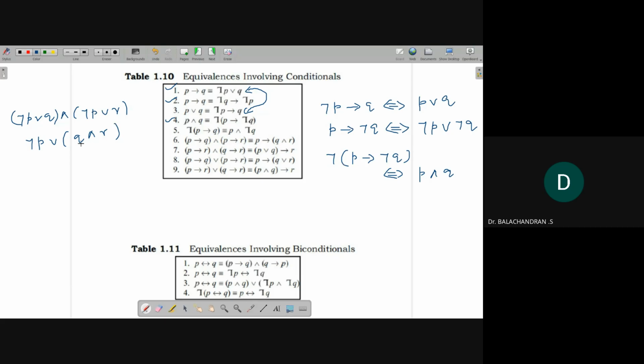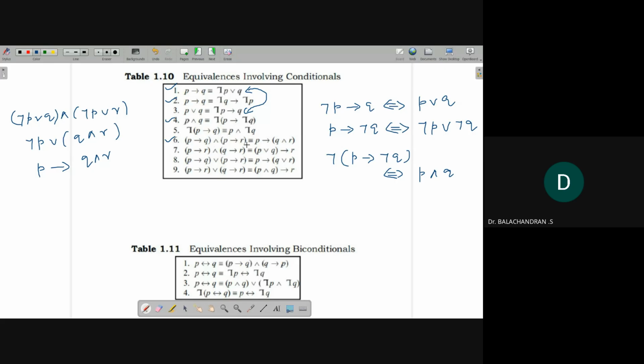So now P implies Q is the same as negation P or Q. So negation P or Q is equivalent to P implies Q. Instead of negation P, here I have P. So instead of negation P, I should write P, and then I'll put implies the second expression, Q and R. That's all, over. I got the sixth one.